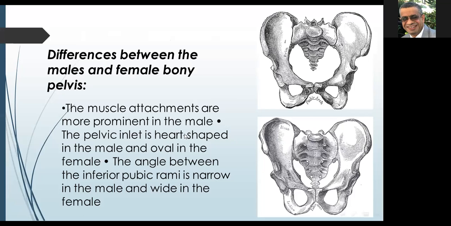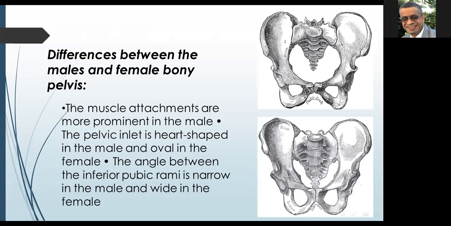Differences between the male and female bony pelvis. The muscle attachments are more prominent in the male. The pelvic inlet is heart-shaped in the male and oval in the female. The angle between the inferior pubic rami is narrow in the male and wide in the female.